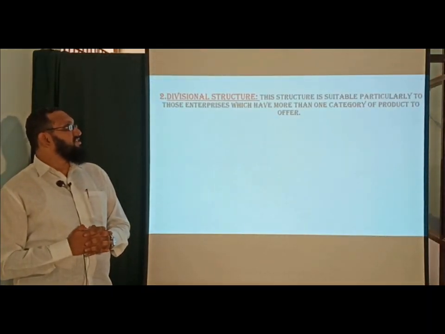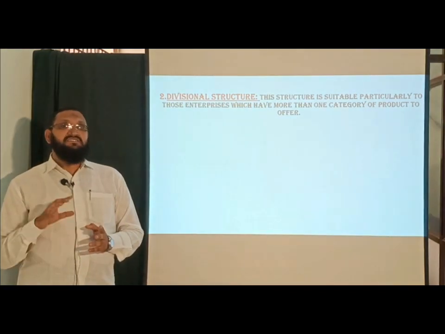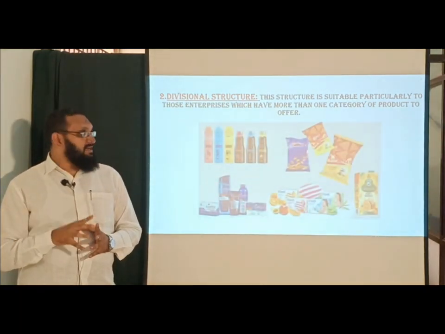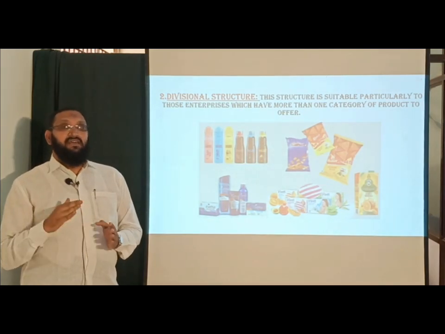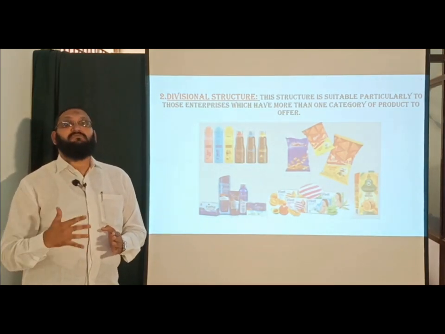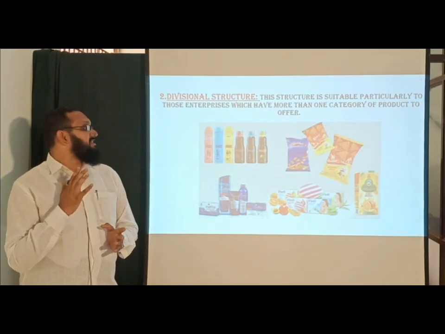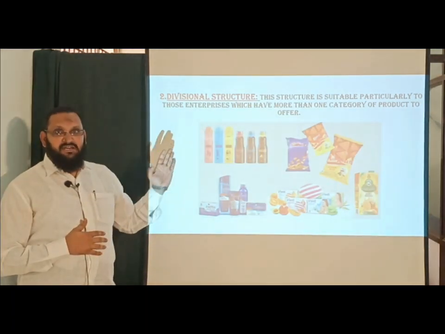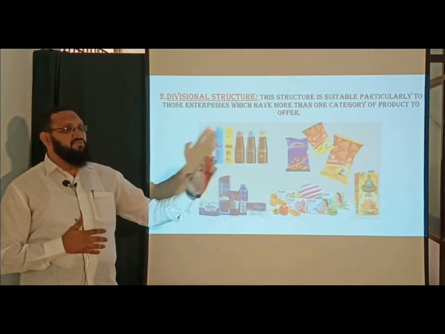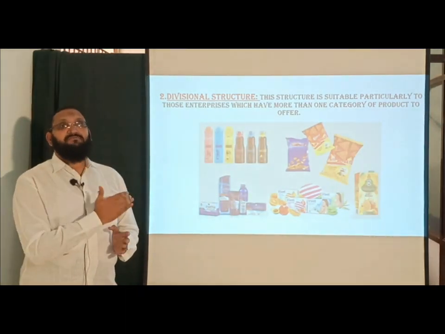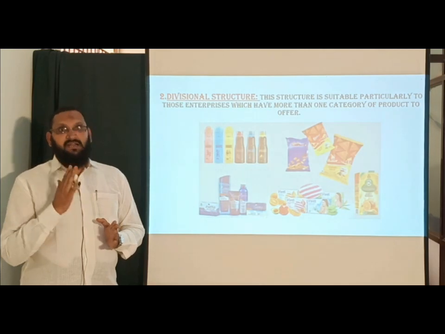This structure is suitable particularly for those enterprises which have more than one category of product to offer. Here, divisional structure is suitable where one company is offering different kinds of products. Under one brand, different products are manufactured by the company. As you see in the image, there is a deodorant department, a chips department, a soap department, and a fruit department. Every department is different, but it is under one brand only.